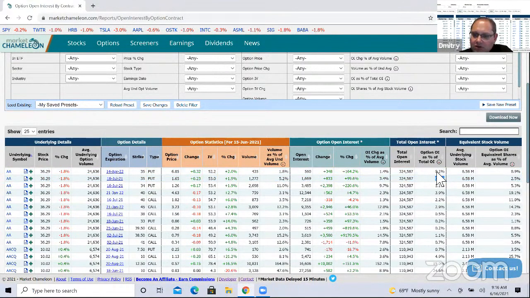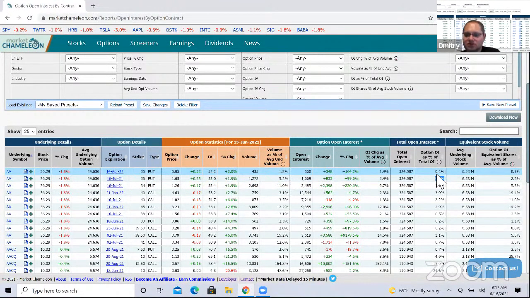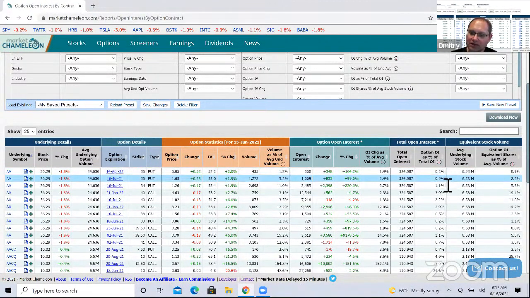So this looks at the concentration of open interest. For example, if out of 324,000, 300,000 of that was on this line, that would be a big concentration just on this one strike, like 90% or something. So this one is looking at the concentration of open interest, and this other one is looking at the open interest change on the day as a percentage of average daily option value.